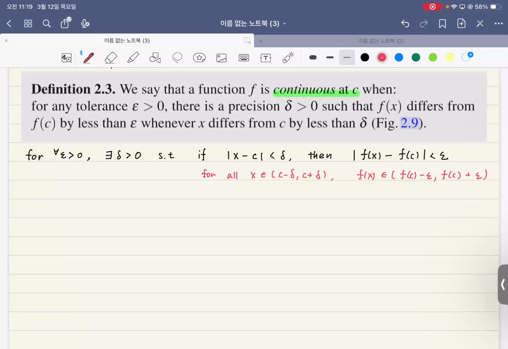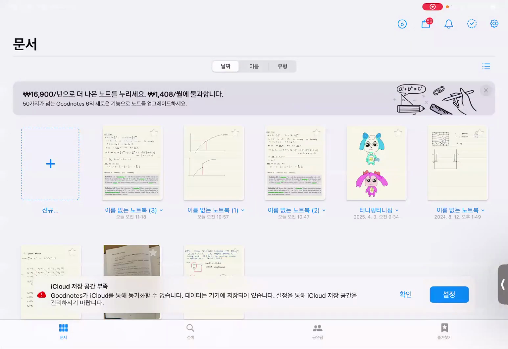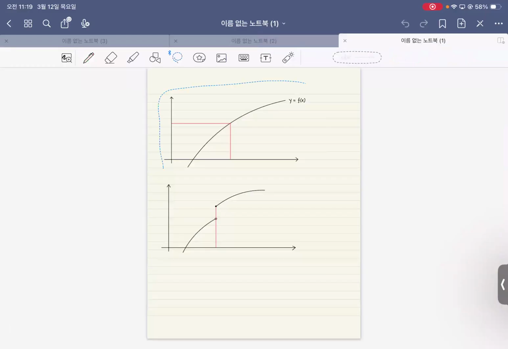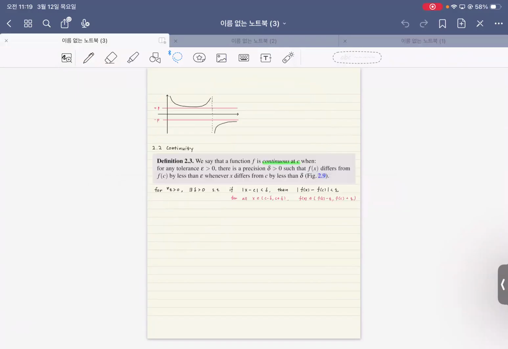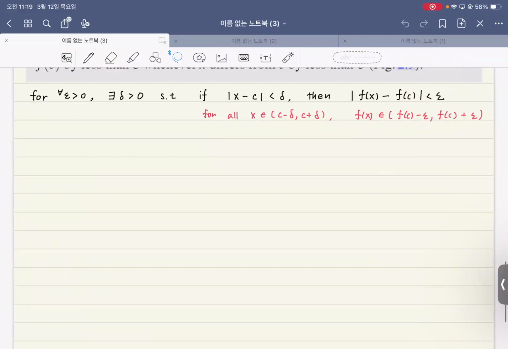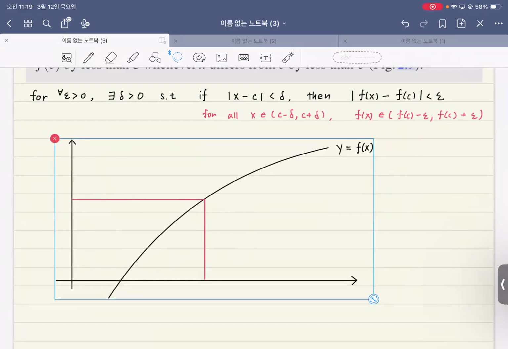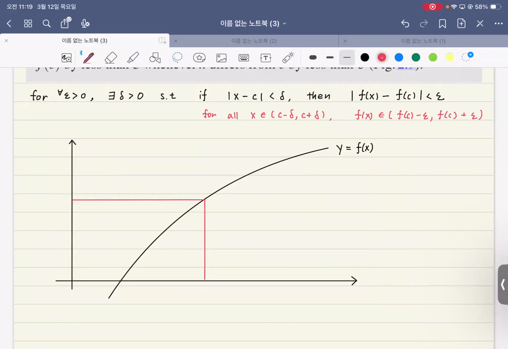So I will try to show you by an example. One example and one non-example. Okay, all right. This is c and this is f of c. And this is my function. I am pretty sure that my function is continuous at this point. And I will try to verify this definition by using this example.